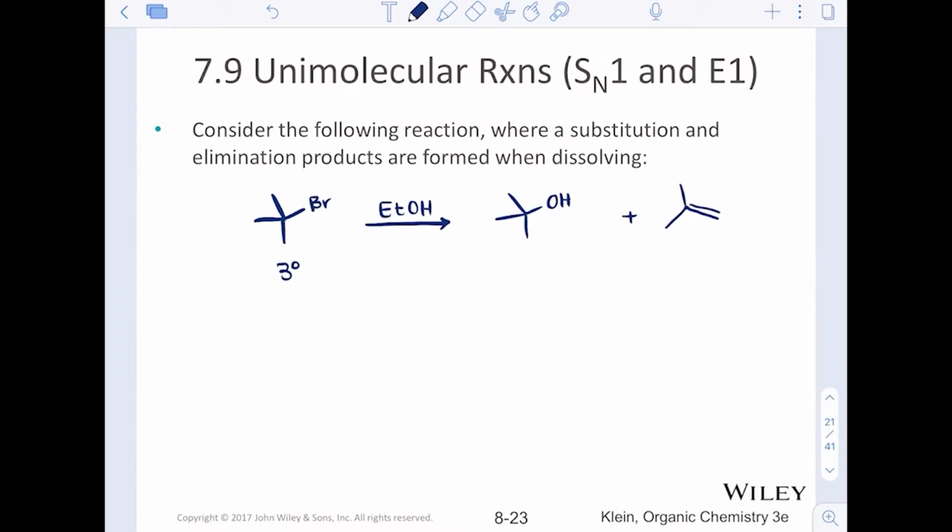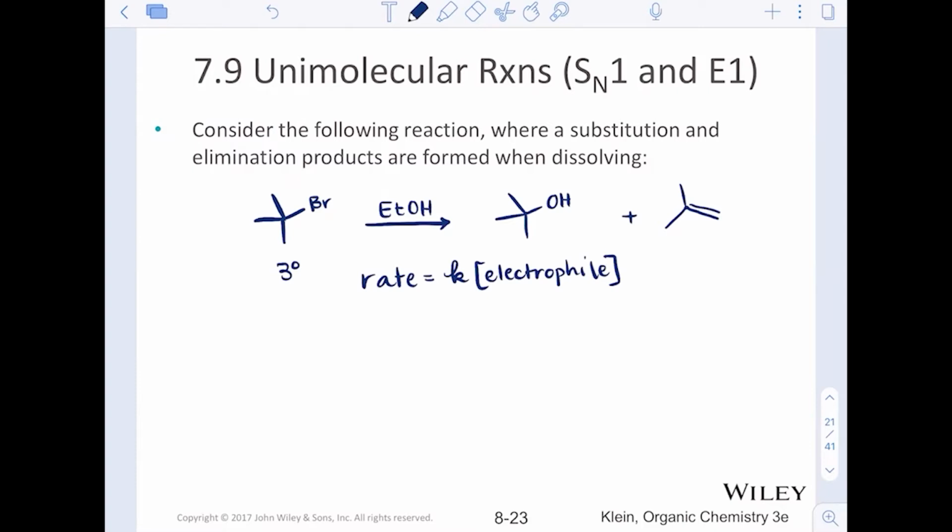Ethanol is not strong enough as a base. So SN2 is not possible. E2 is also very unlikely because of the strength of ethanol. So what it turns out is that this reaction instead follows first order kinetics. The rate of both of these reactions, the substitution and the elimination, will only be dependent on the electrophile. We don't care about the base or the nucleophile. They're not part of the rate determining step.